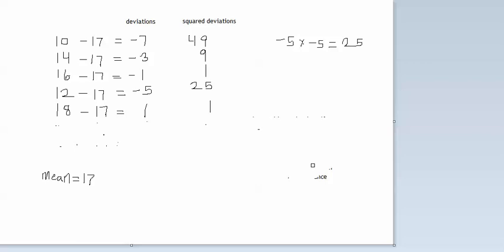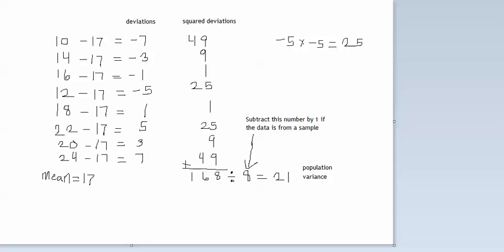Oh wait, I skipped a step, so I'll get this back. Sorry, I didn't get the standard deviation. If you take the square root of 21, you get the standard deviation. To get the standard deviation, you just take the square root of whatever the variance equals. So if the variance is 21, then the standard deviation is just the square root of 21.